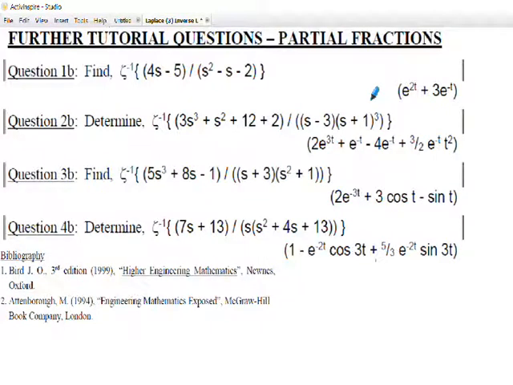Okay, here are some tutorial questions I would encourage you to have a look at. They're based on the previous examples. The answers are given here in the bracketed terms at the end of each of the questions.